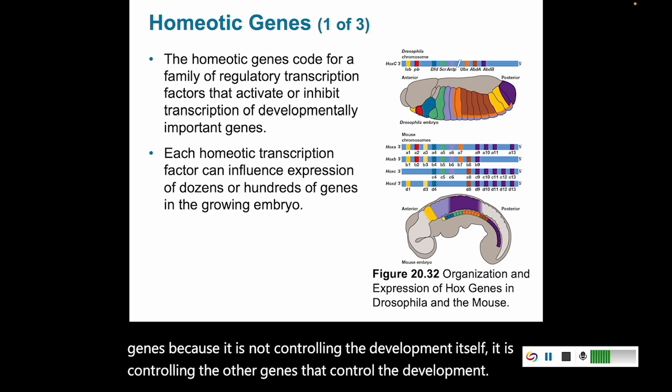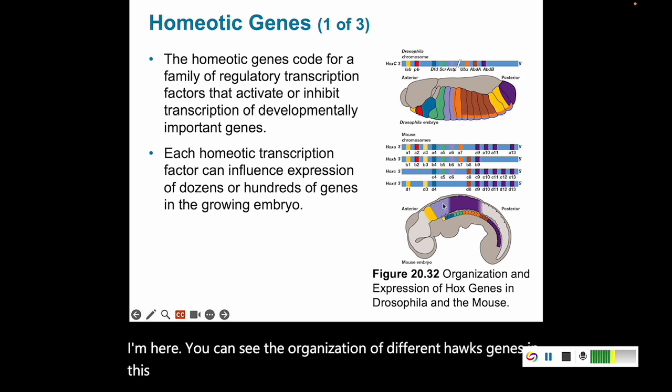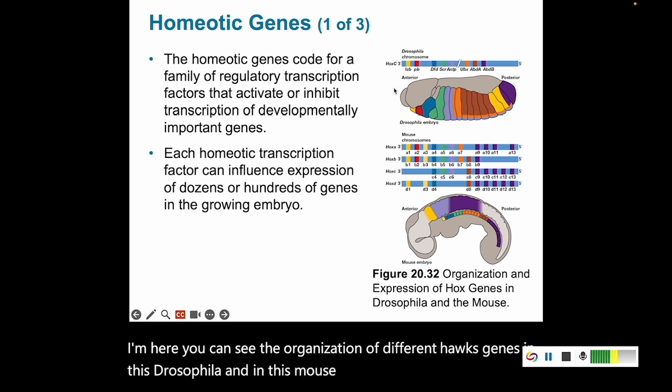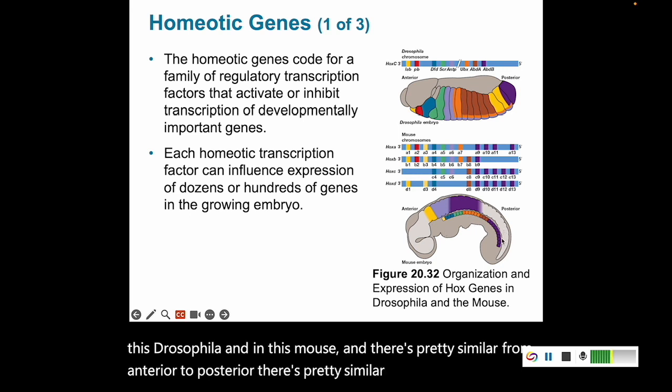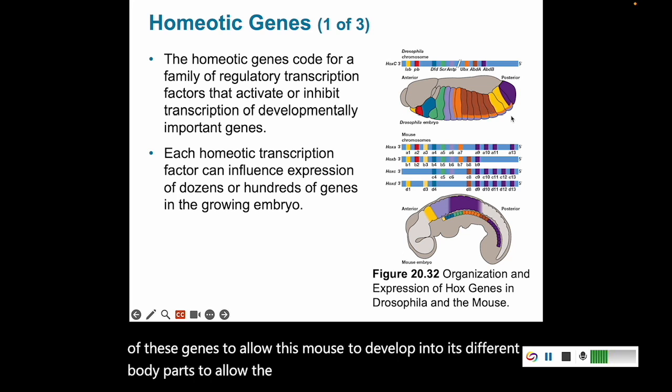Here you can see the organization of different Hox genes in this Drosophila and in this mouse, and they're pretty similar from anterior to posterior. There's pretty similar patterns of expression of these genes to allow this mouse to develop into its different body parts, to allow the Drosophila to develop into its different body parts.